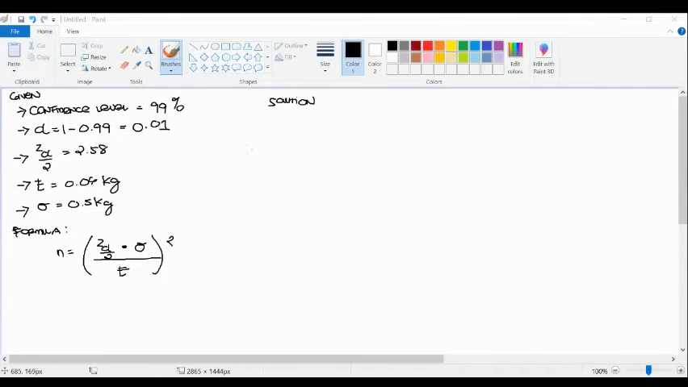Let us first identify what are the givens. We have a confidence level of 99%. Then alpha is equal to 1 minus 0.99, which is equal to 0.01. The phrase accurate to within 0.06 kilogram indicates that we have a narrow width of the confidence interval, so we can say that the desired error is 0.06. By the way, your confidence coefficient, z sub alpha over 2, is equal to plus or minus 2.58. The population standard deviation would be 0.05 kilograms. And the formula that we're going to use will be here.